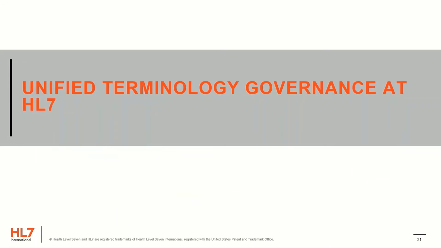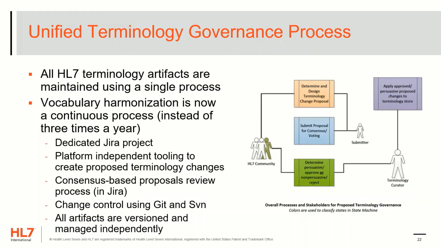Now that we have seen the representation of the content, we will take a look at how these vocabulary artifacts are maintained using unified terminology governance. Understanding the unified terminology governance process is important since it gives some insight into how these terminology pages are updated when vocabulary changes are needed.